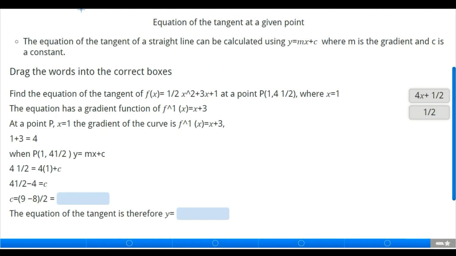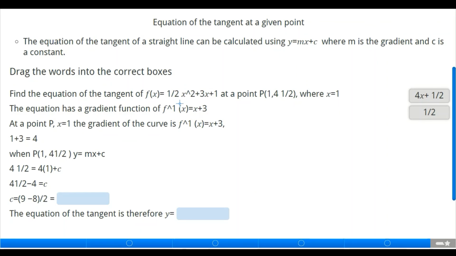Now we have this question here. It says find the equation of the tangent of f(x) equals 1 over 2 x raised to power 2 plus 3x plus 1 at the point when x is 1, where y is 4 and 1 over 2. So what this is telling us is that we differentiate using first principle.